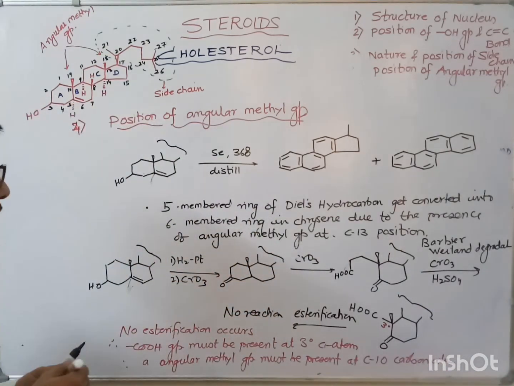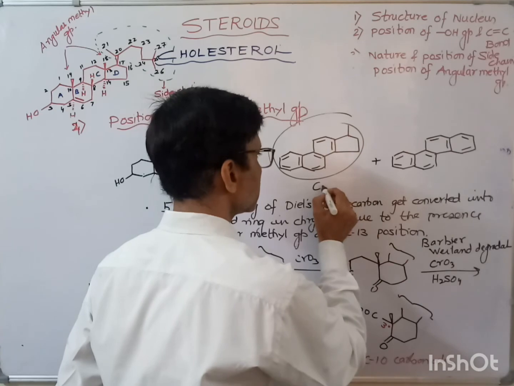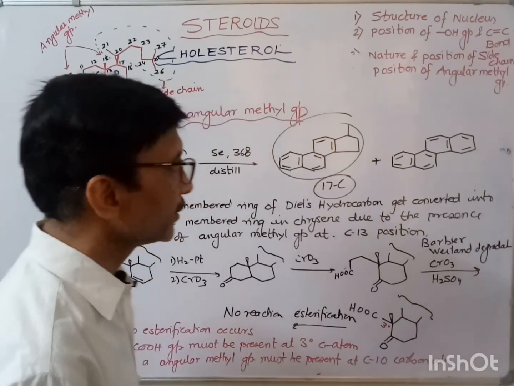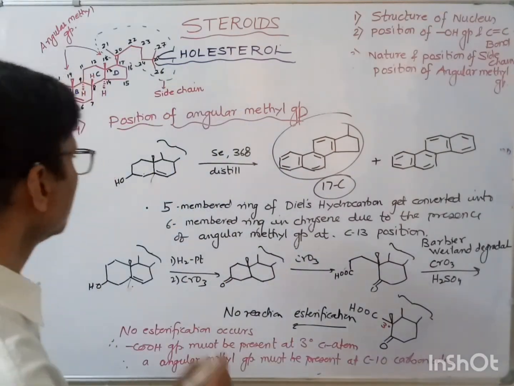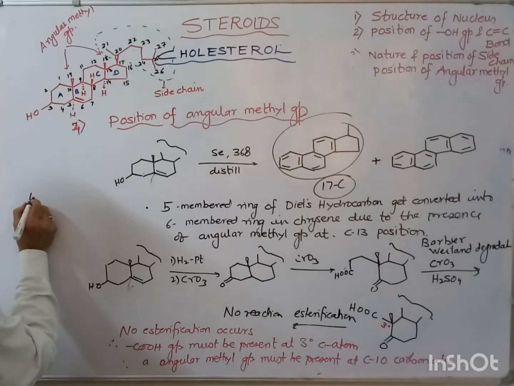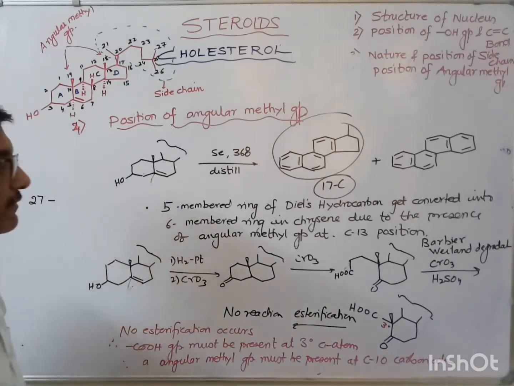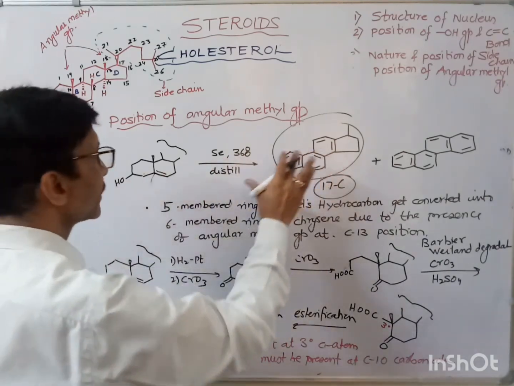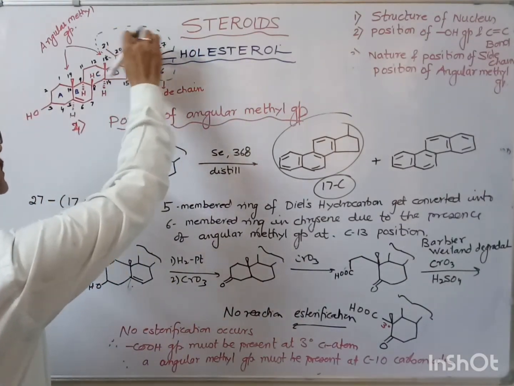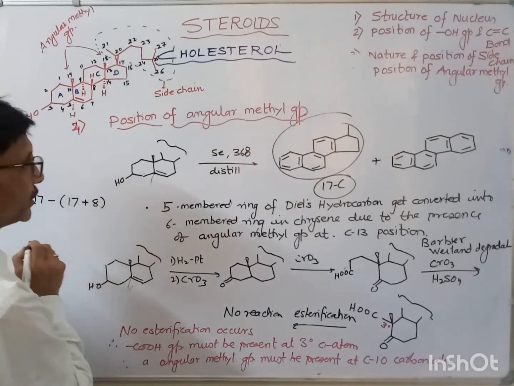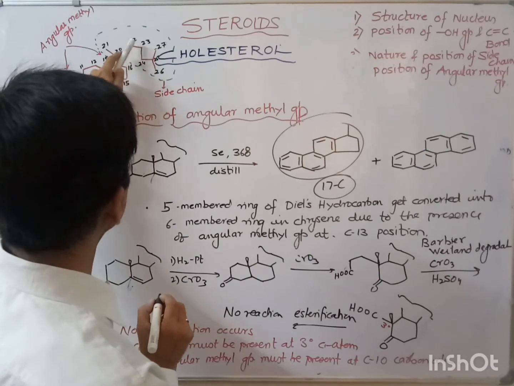We may also see that this Diels hydrocarbon contains a 17 carbon nucleus, and the side chain has 8 carbon atoms. So there are a total of 27 carbons, of which 17 correspond to the Diels hydrocarbon, which is part of cholesterol, and 8 carbon atoms are for the side chain.